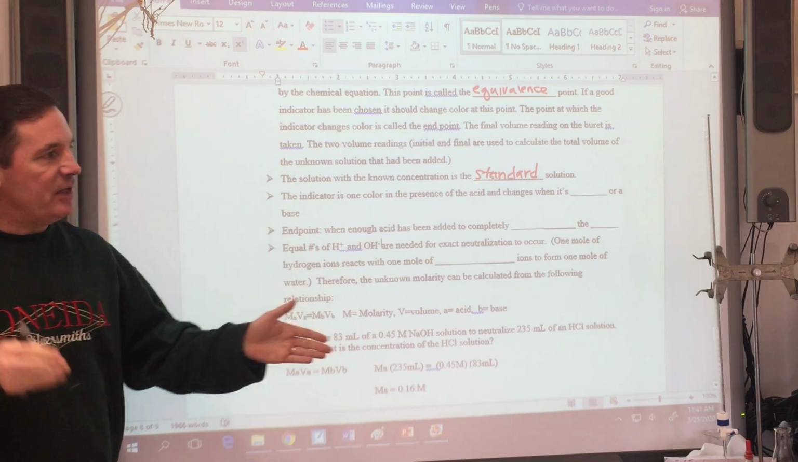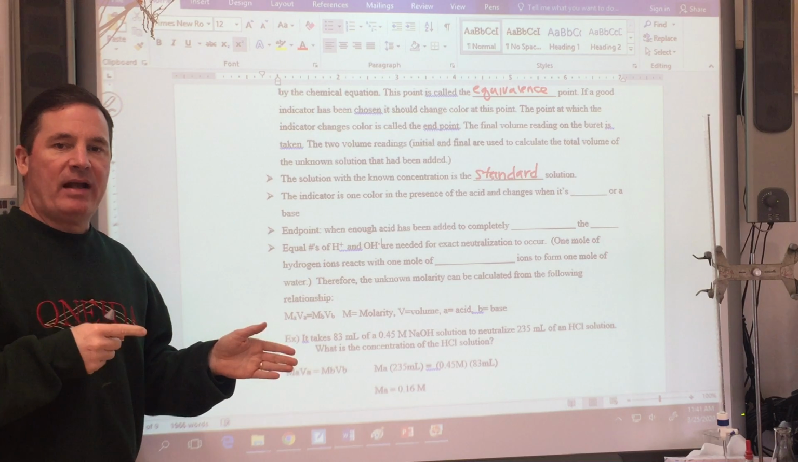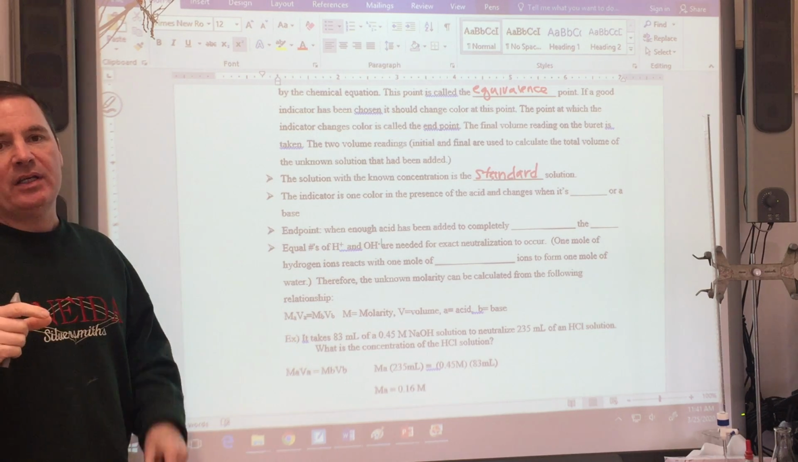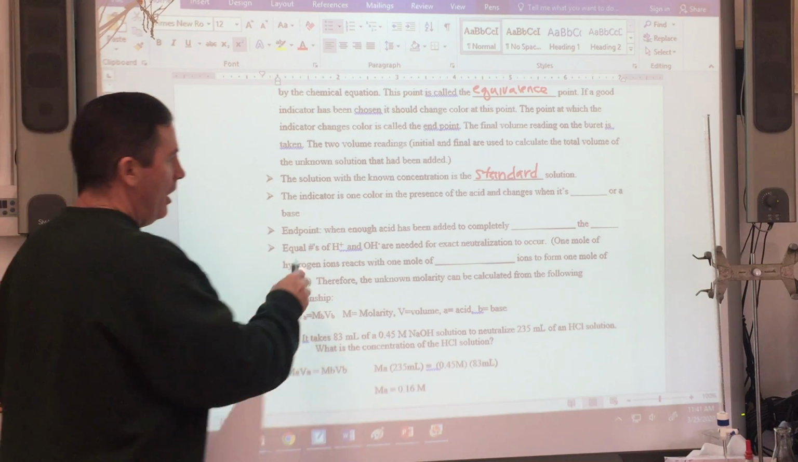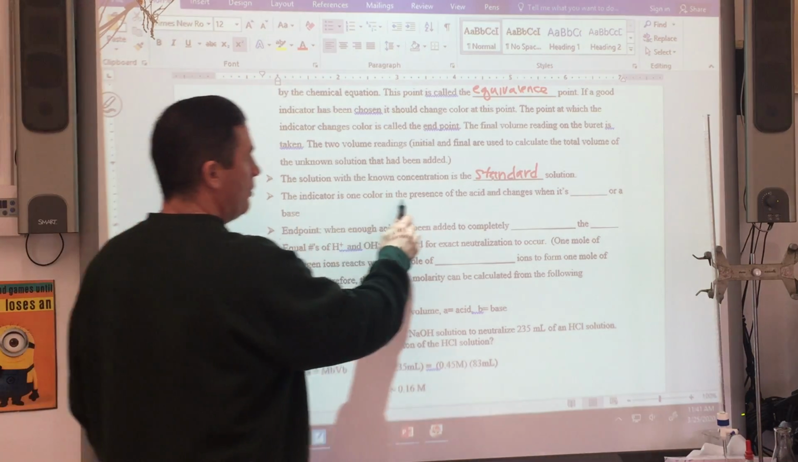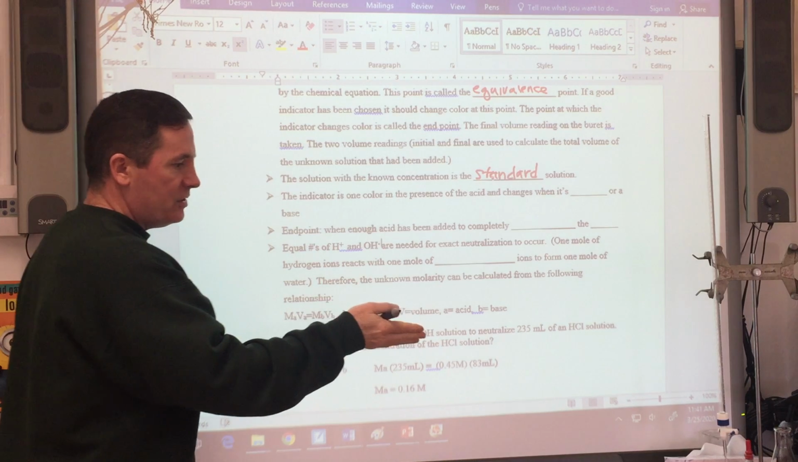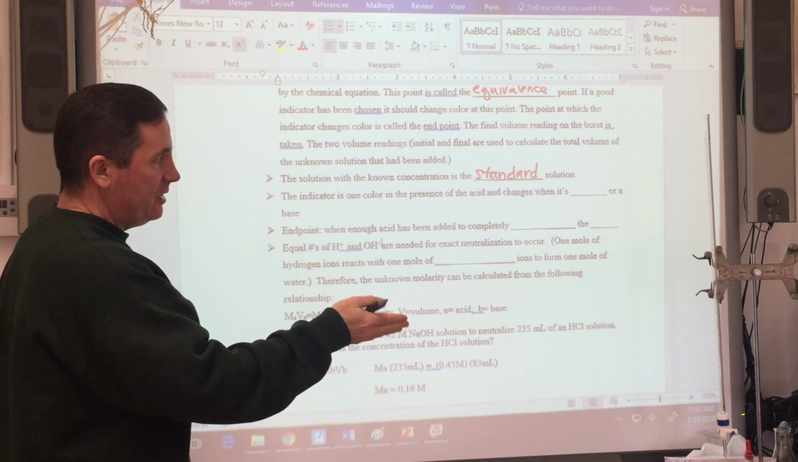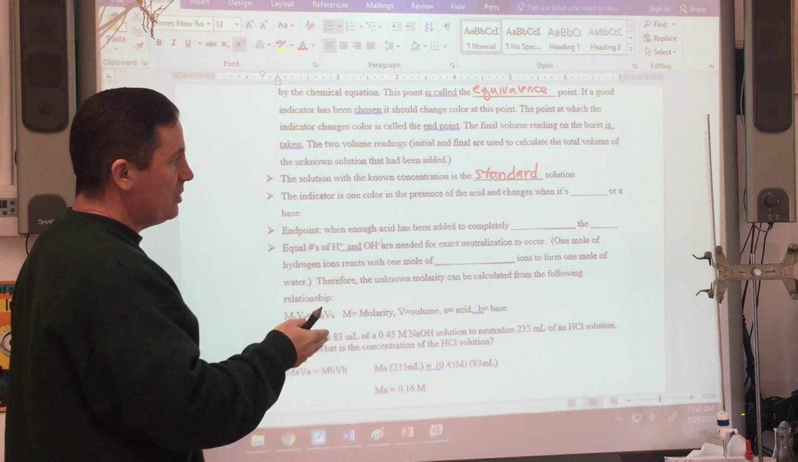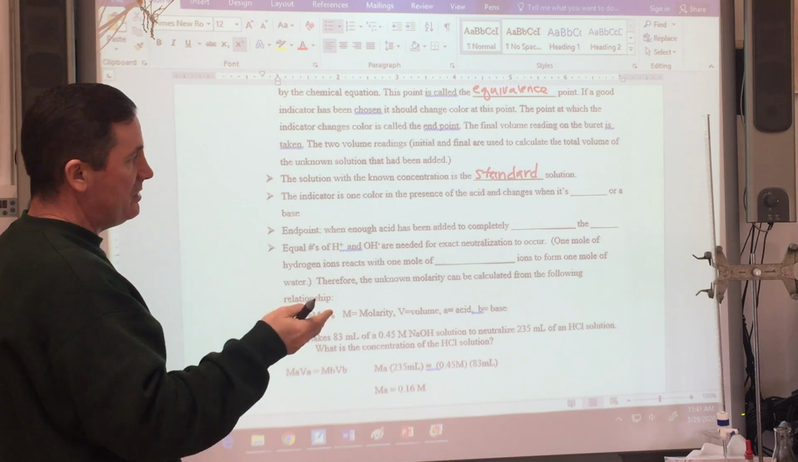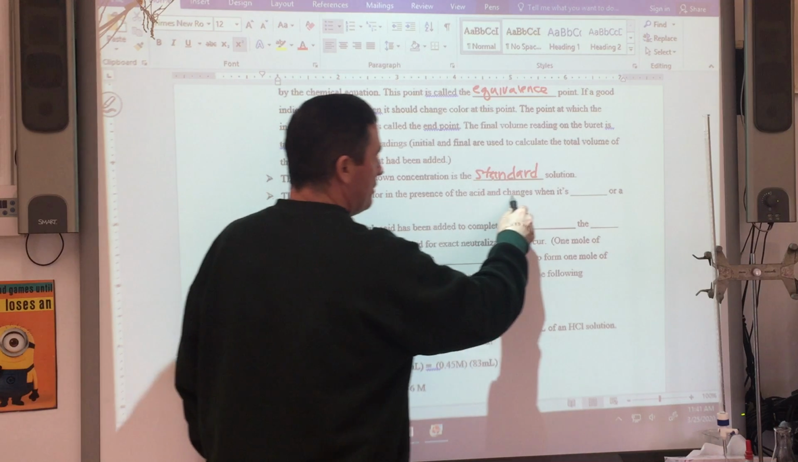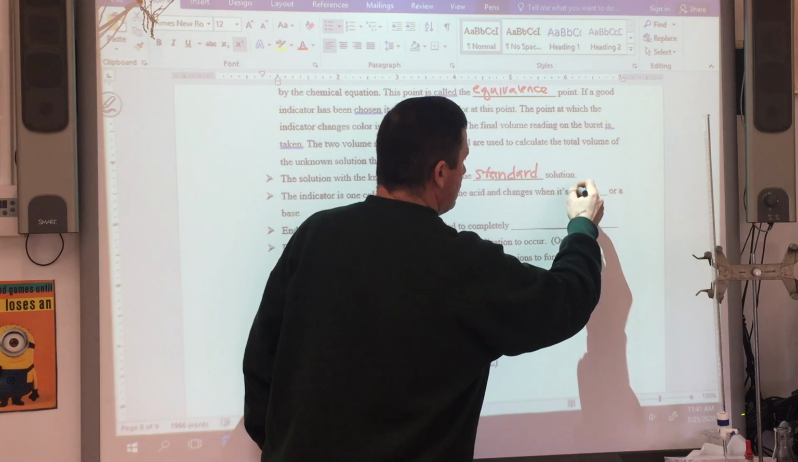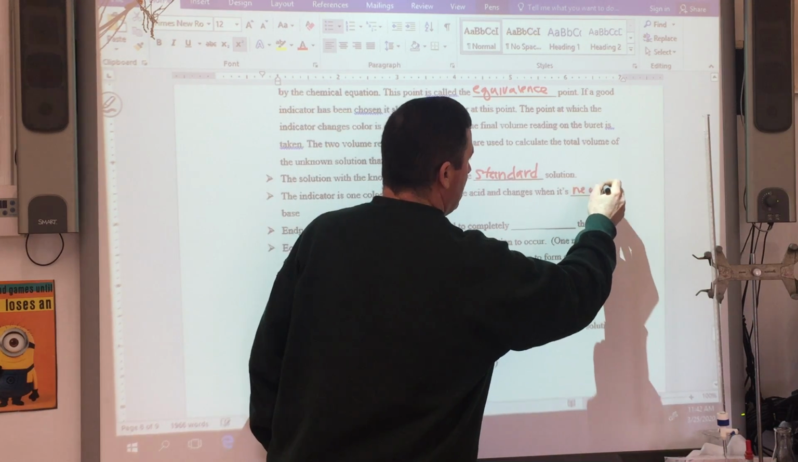So in order for me to figure out an unknown, I have to know exactly what the molarity is of either the base or the acid. Again, the indicator is one color, so this is another phenolphthalein. It's clear until it turns pink, and that's when it's a base. So the indicator is one color in the presence of the acid and changes when it's either neutral or a base.